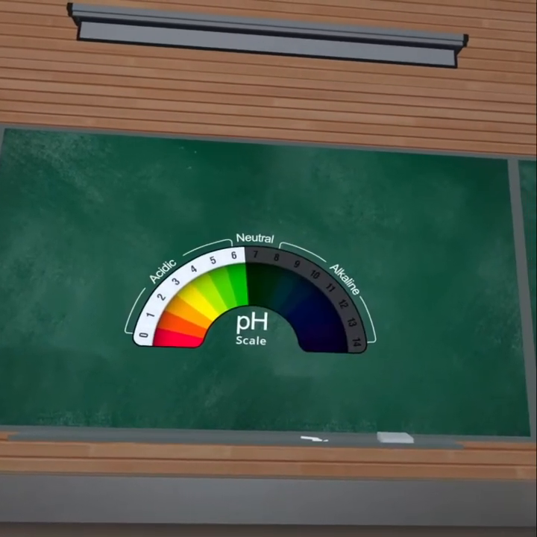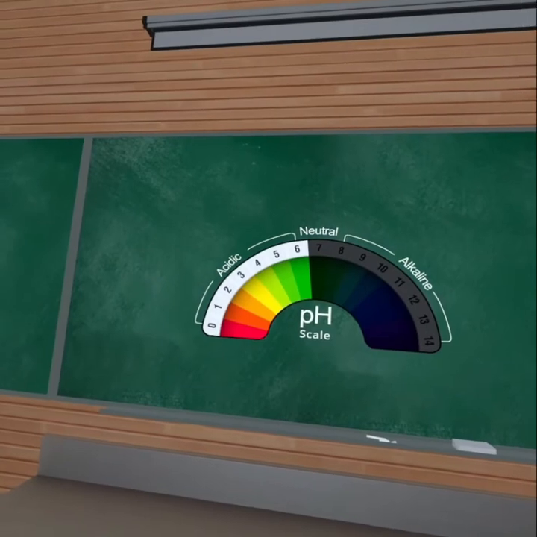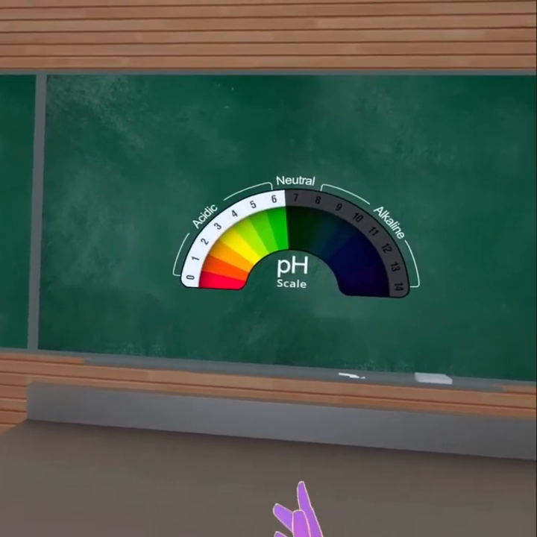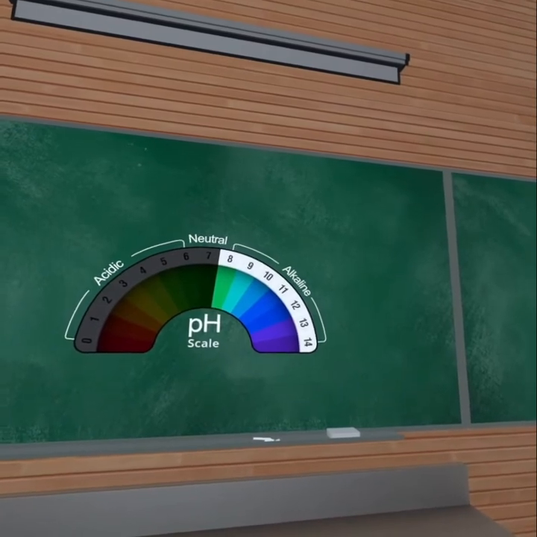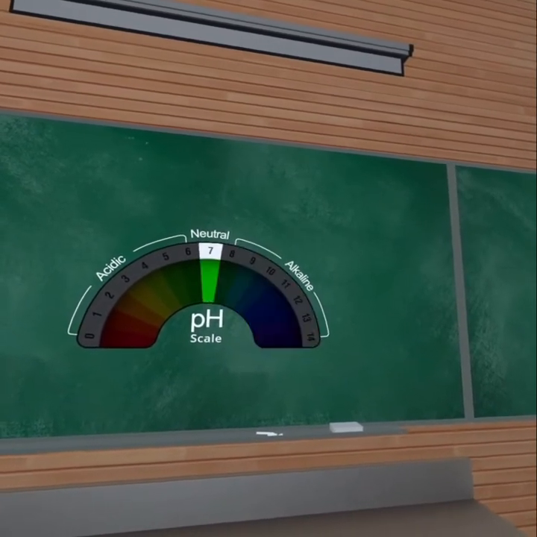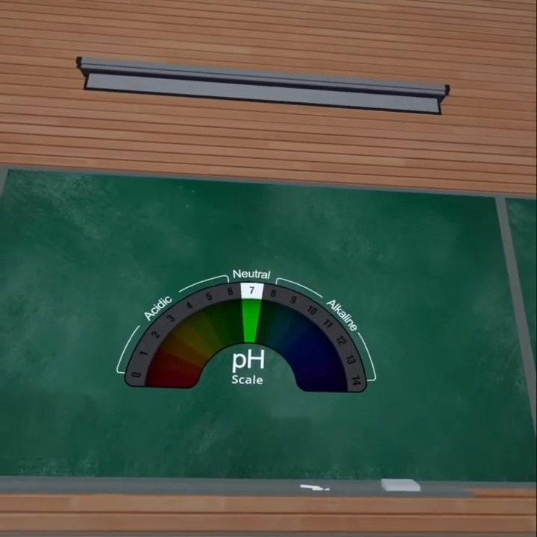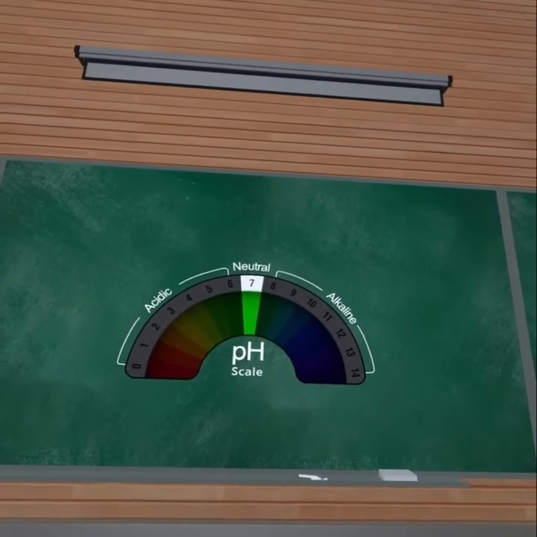If the pH value of a solution is less than 7, it is an acidic solution. If the pH value of a solution is greater than 7, it is an alkaline solution. If the pH value of a solution is equal to 7, it is a neutral solution.